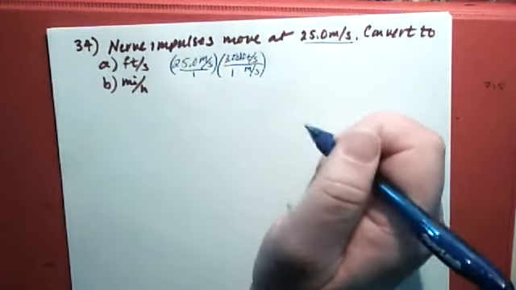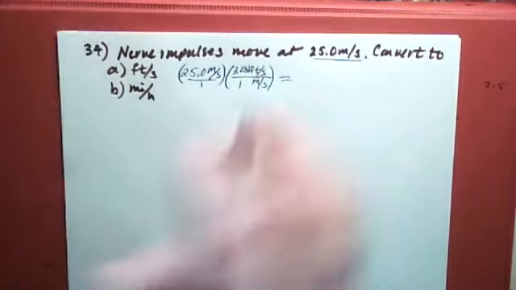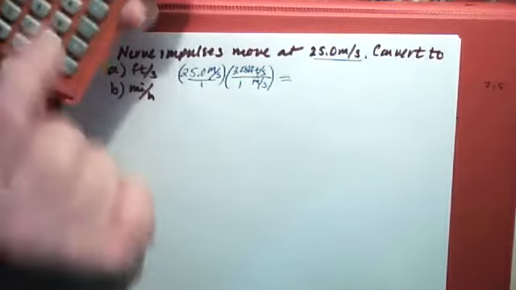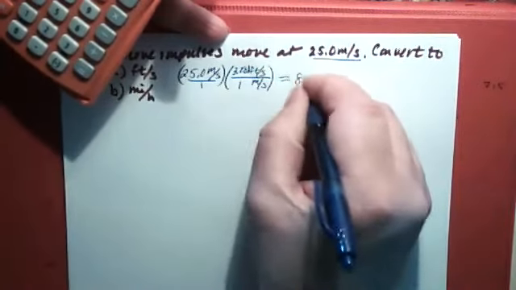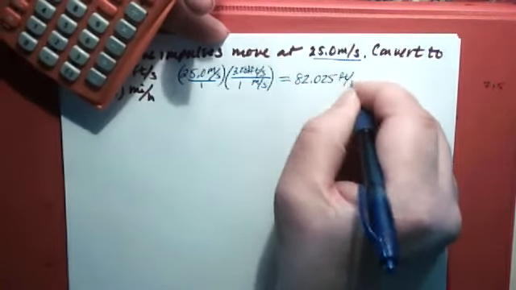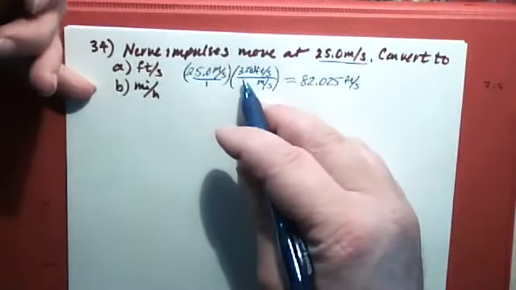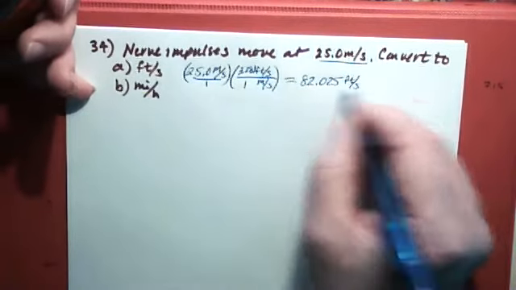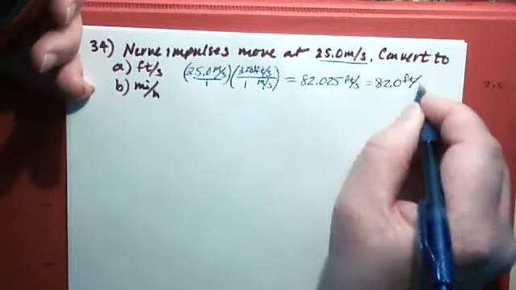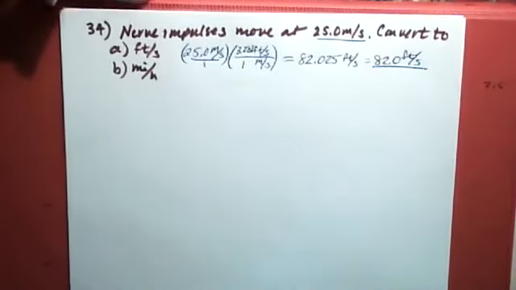3.281 feet per second. And 3.281 times 25 is 82.025 feet per second. And let's see, we have 3 significant figures there and 4 there. So 3 it is. That would be 82.0 feet per second. The next part is going to be a little harder.